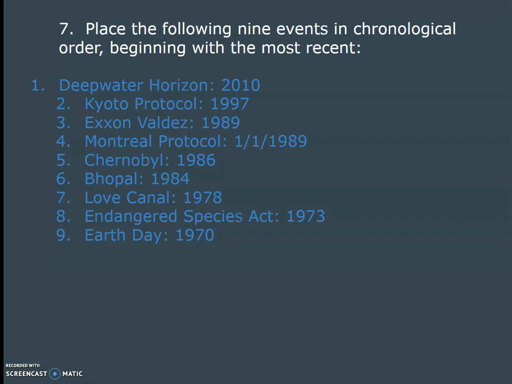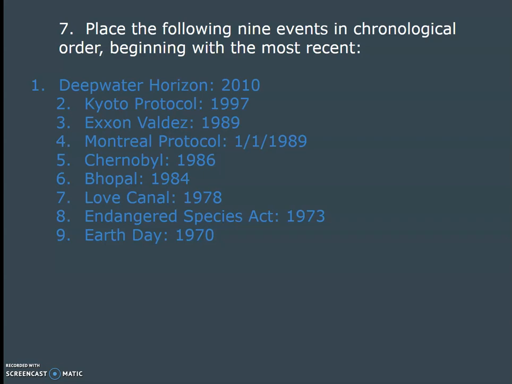Put these following 9 events in chronological order, beginning with the most recent. If there's an event here that doesn't sound familiar to you, hit the Google and take a quick look at what it is. I know we've mentioned a lot of these in class. So the Deepwater Horizon was in 2010. The Kyoto Protocol was signed in 1997.